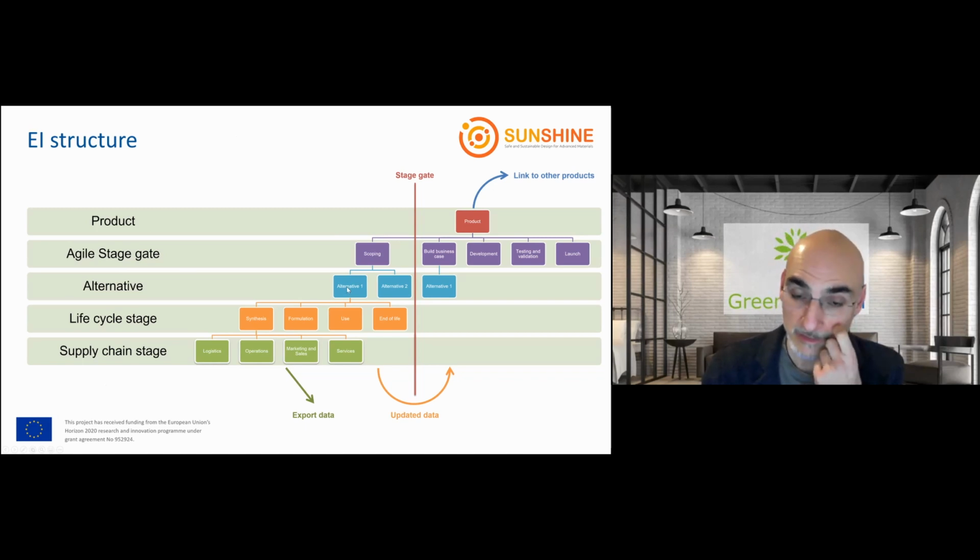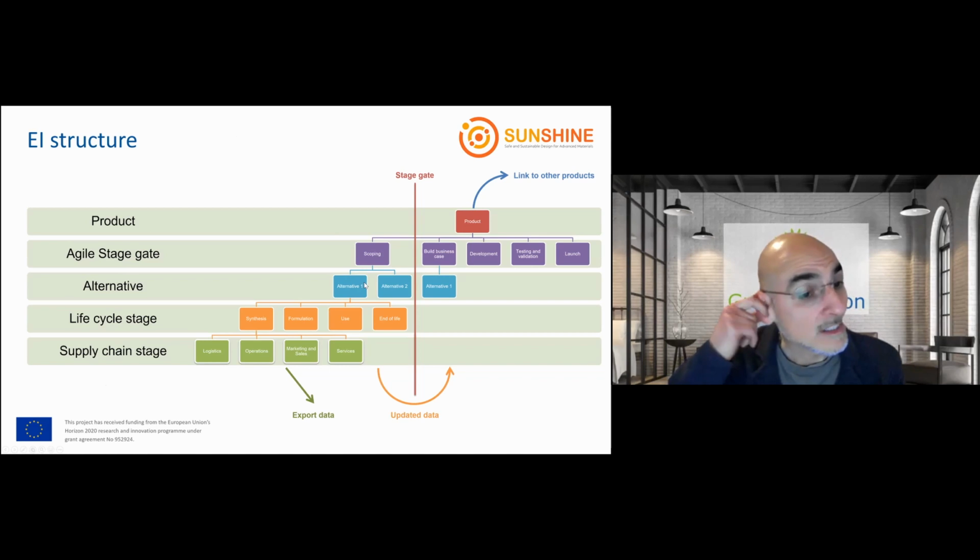Then we must specify that the data inputting is related to some alternatives. So we might have two separate alternatives that we might be developing. Then the lifecycle stage: synthesis, formulation, use, or end of life, and the supply chain stage. Usually it's operations, but it can be anything else. So all the information is structured this way.